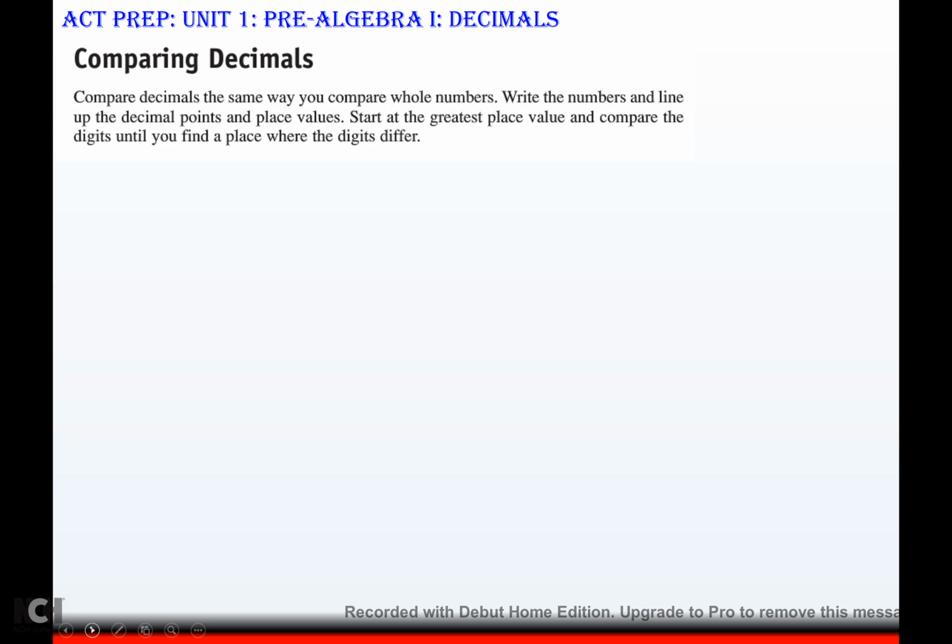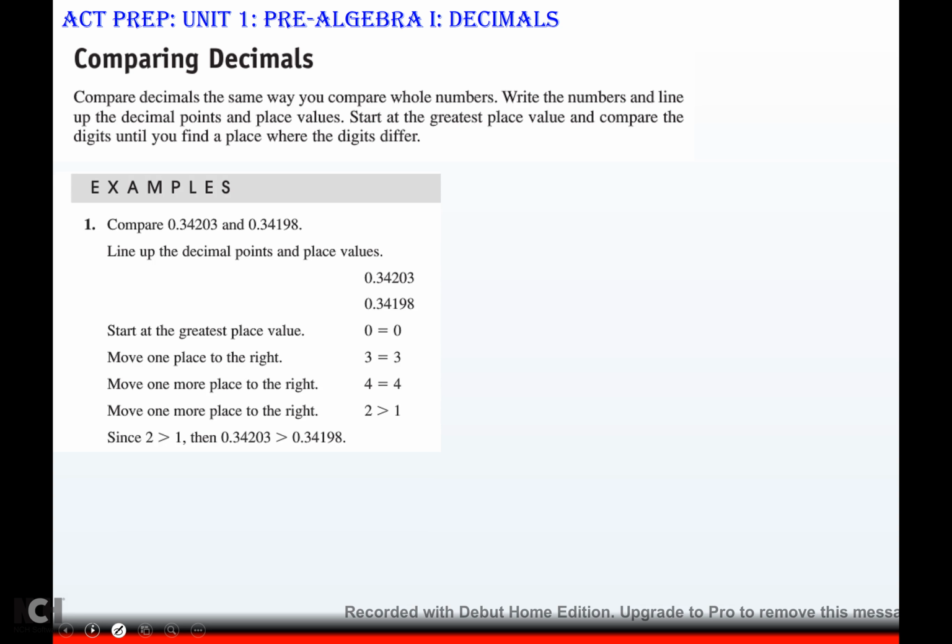Comparing decimals. To compare decimals, you do it the same way you compare whole numbers. You write the numbers, line up the decimal points and the place values, start at the greatest place value, and compare the digits until you find a place where the digits differ. So, for example, if I'm comparing these two, I line them up. 0 matches 0, 3 matches 3, 4 matches 4, then you have a 2 and a 1. Since 2 is bigger than 1, this number is bigger than the second number. So we would put the alligator mouth pointing to the bigger number.